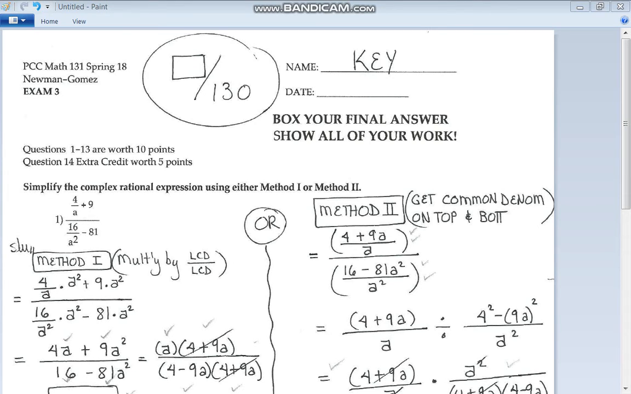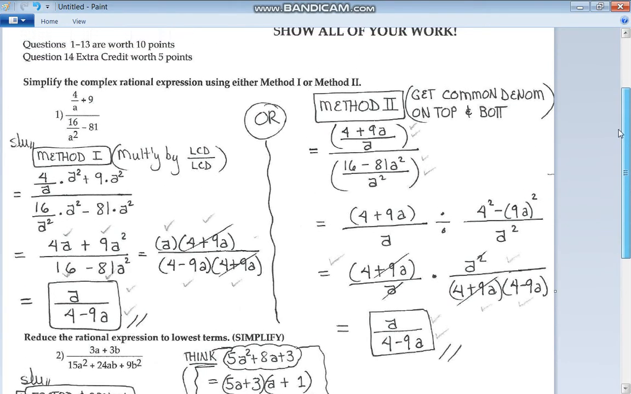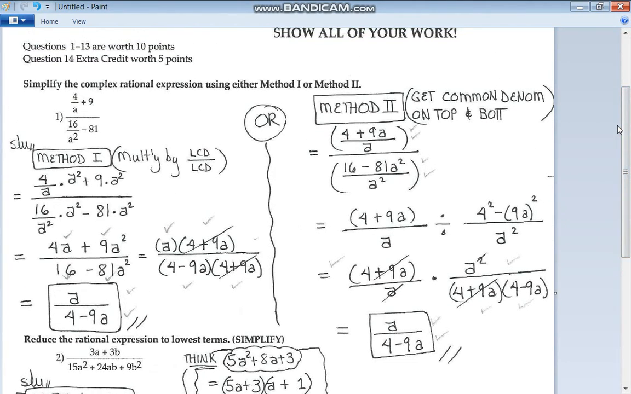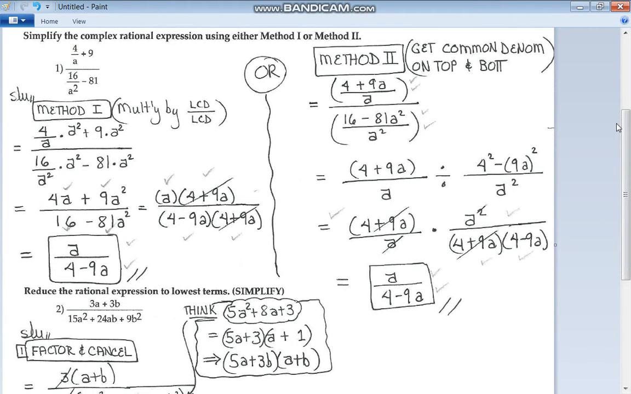Hello Math 131, Exam 3, question number 1. Simplify the complex rational expression using either method 1 or method 2. Well, I used both of them just to show you how they were done, but you only need to do one. Method 1, I'm going to multiply this complex fraction.